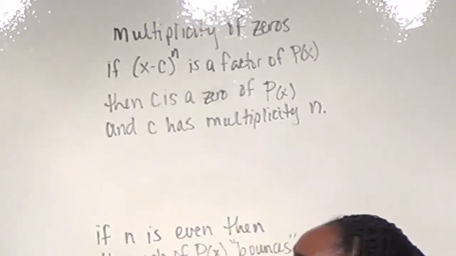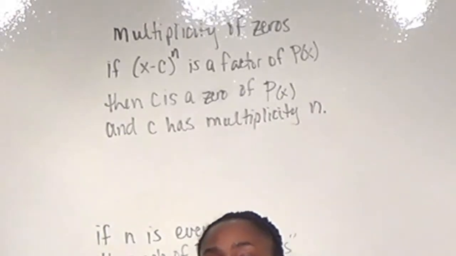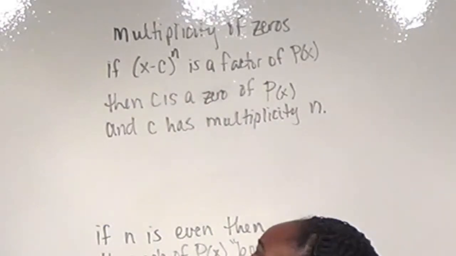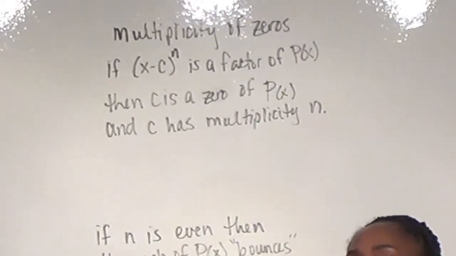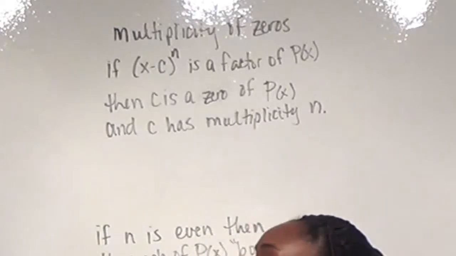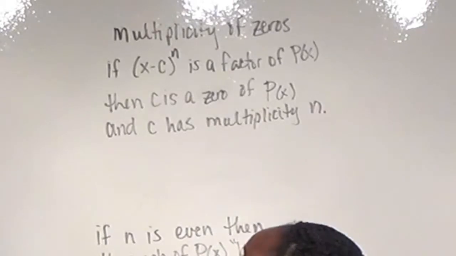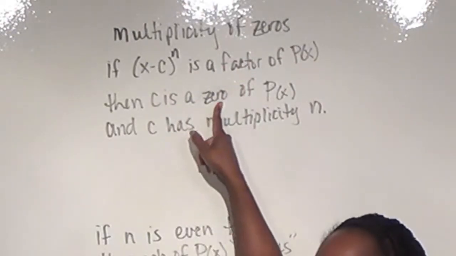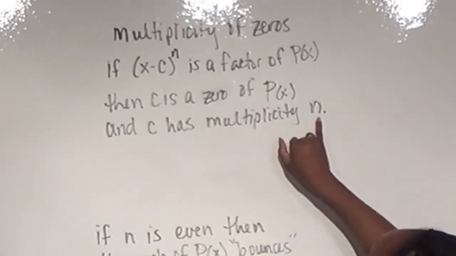Okay. So looking a little bit more into our zeros, another notion that is going to be helpful in graphing your polynomials is the notion of multiplicity. Basically, the multiplicity of a zero says the following. If x minus c raised to the n power is one of the factors of our polynomial, where n can be any positive integer, it could be 1, it could be 5, then c is a zero. But more importantly, it has a multiplicity of n.